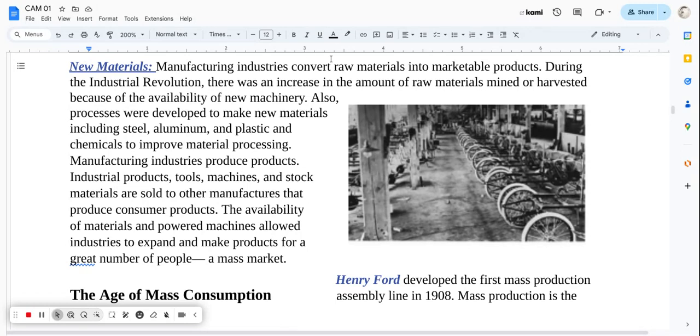New materials are also part of what happened here in this progression, and new materials meant the refining of raw materials into alloys and more robust materials. Perhaps one of the three most important elements here are steel, aluminum, and plastic and chemicals. So these four things are very essential to everything that we do, the industrial manufacturing process and construction.